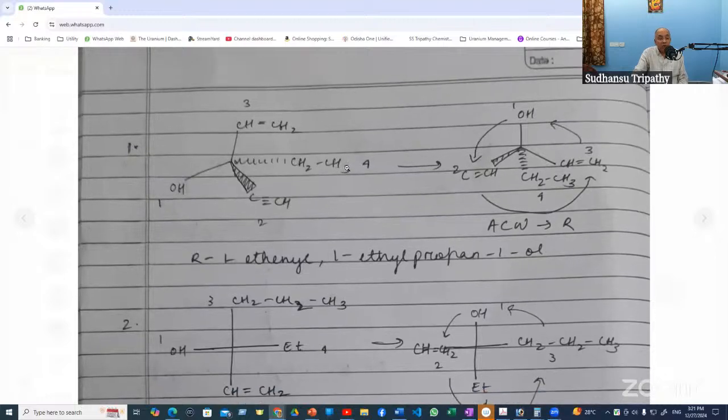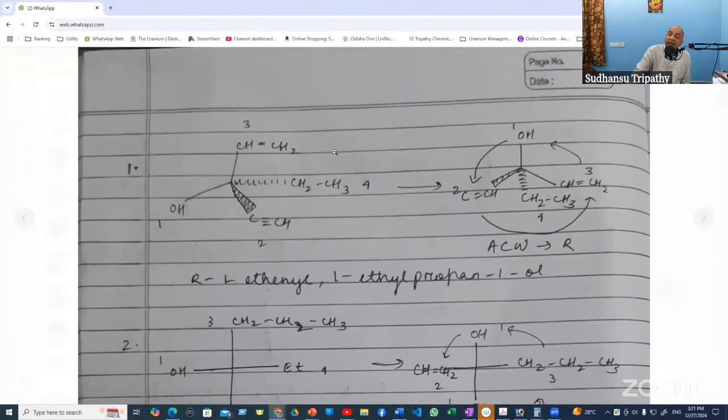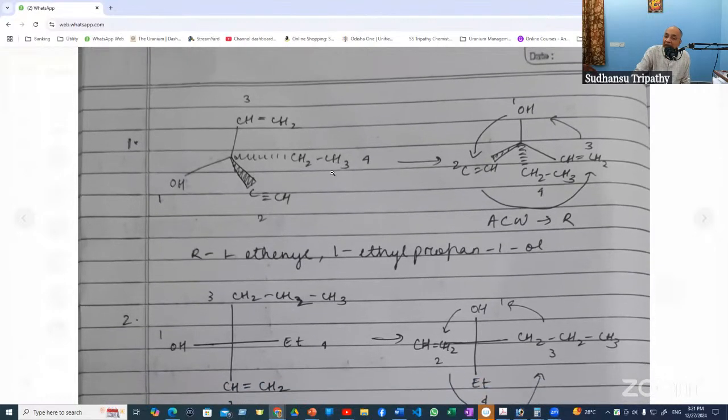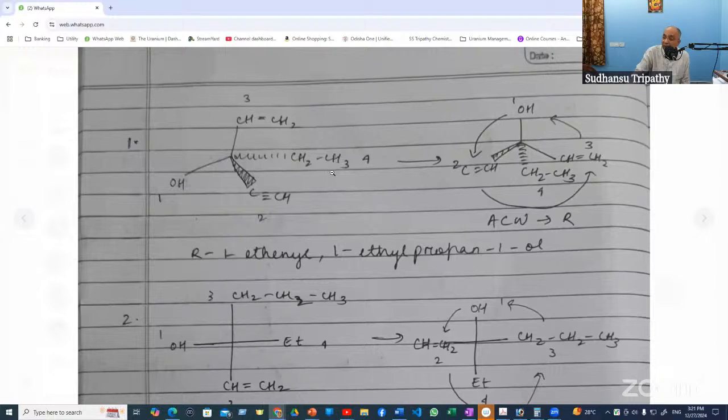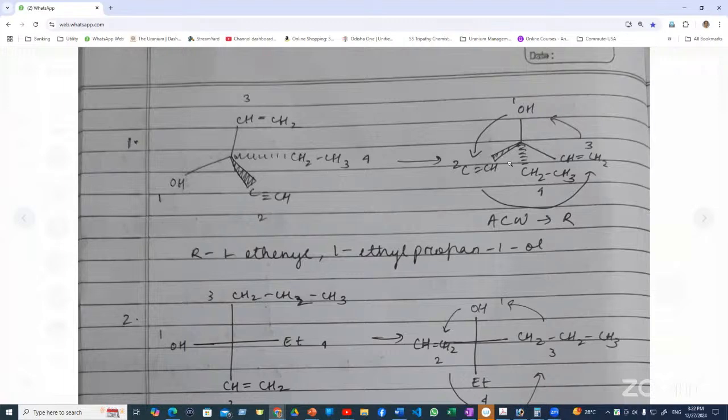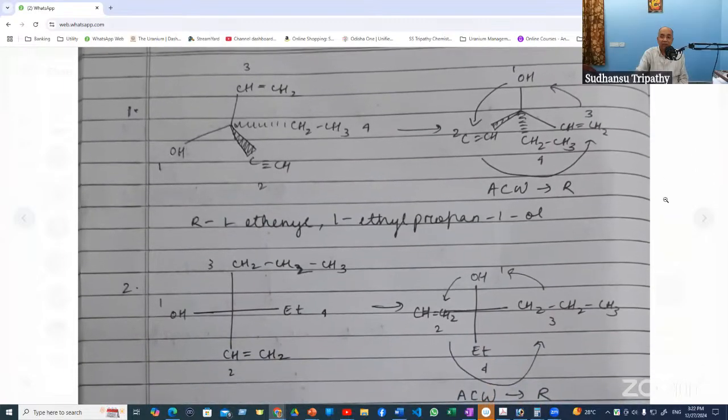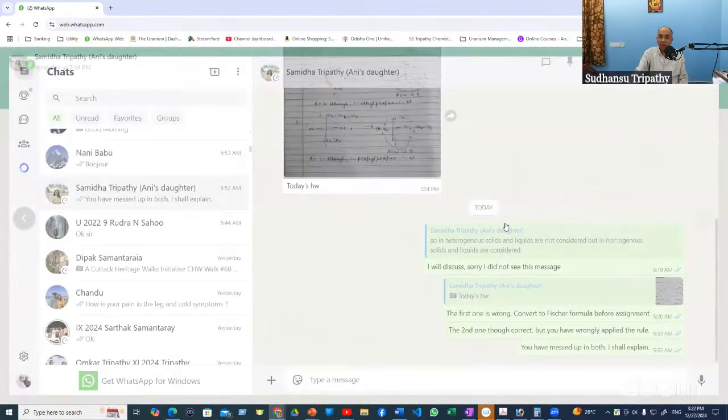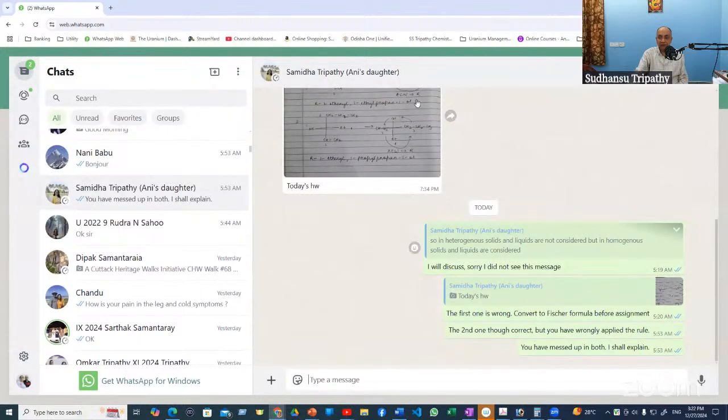Although you could have deleted the double bond and triple bond by going to ethyl, since double bond and triple bond are functional groups and the number of carbons is the same, you have to include both the double bond and triple bond and exclude ethyl as a branch, as a prefix. Got it? Yes, sir. So do it once again and show me after the class is over, or when you get free time after the class.